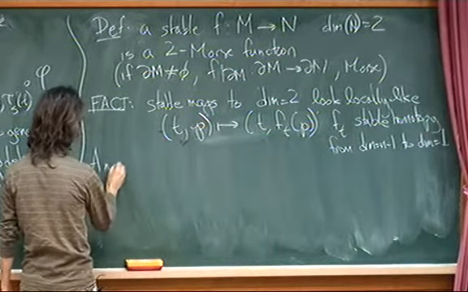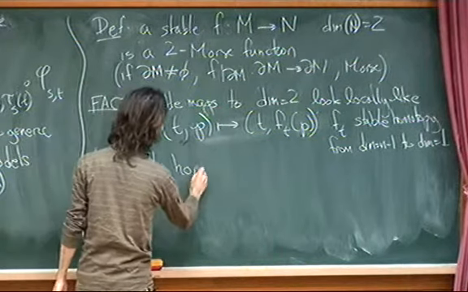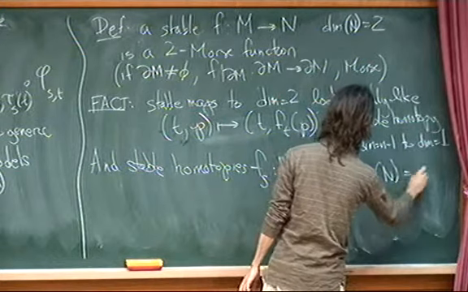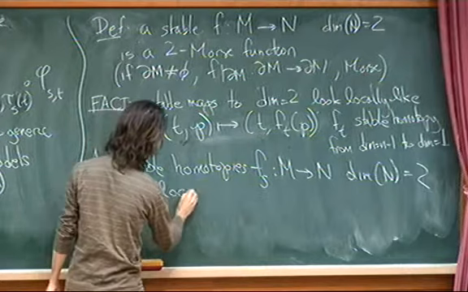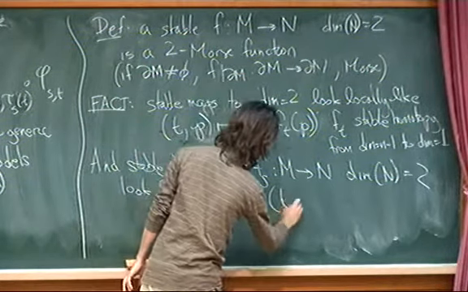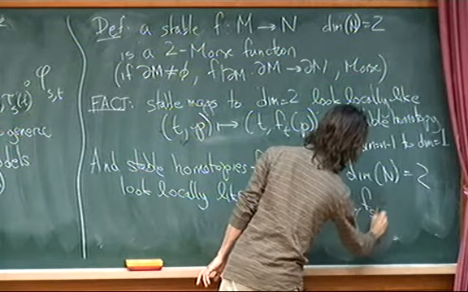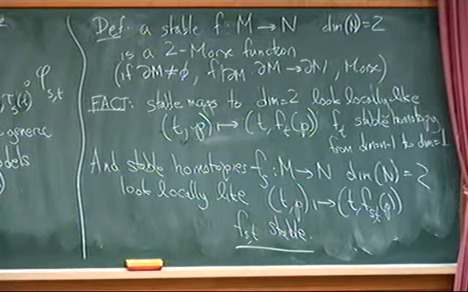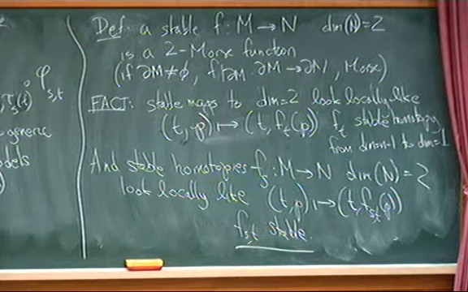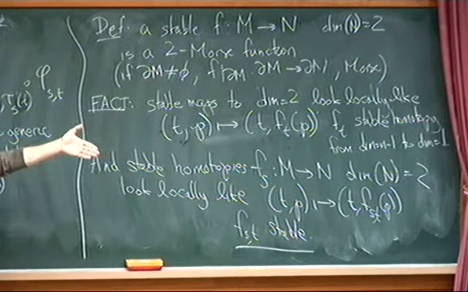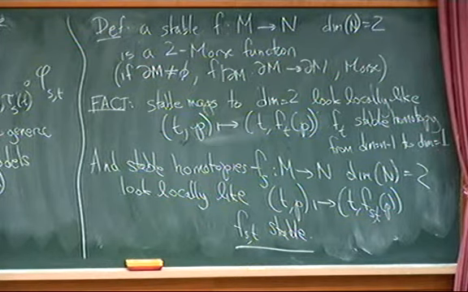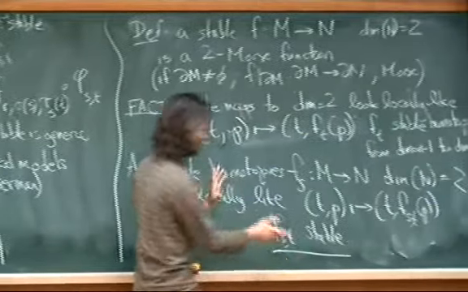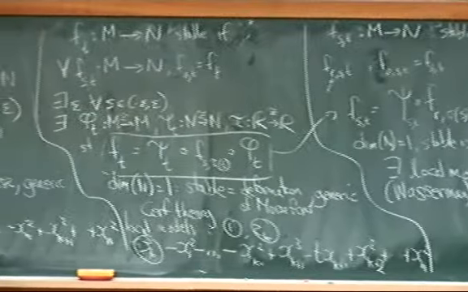The other thing then is stable homotopies. F_s from M to N with dimension of N equal to 2 look locally like (t, p) goes to (t, f_st(p)), again for f_st stable. What you should get from this is that maps to 2 dimensions locally look like time cross something, except that globally you don't know what direction is time. Locally it looks like something you might understand from Morse theory, except that globally the direction you call time keeps changing. I'll draw some pictures that hopefully make that clearer.